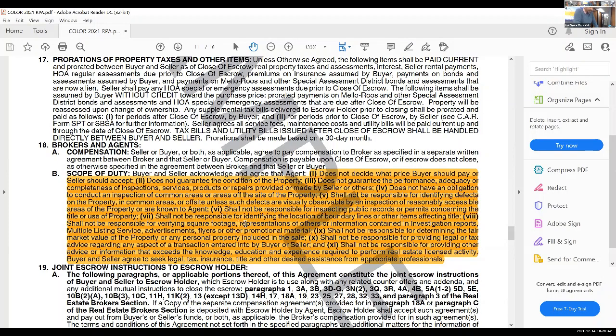Shall not be responsible for verifying square footage, representations of others, or information contained in investigation reports, multiple listing service, advertisements, flyers, or other promotional materials. He shall not be responsible for determining the fair market value of the property or any personal property included in the sale.